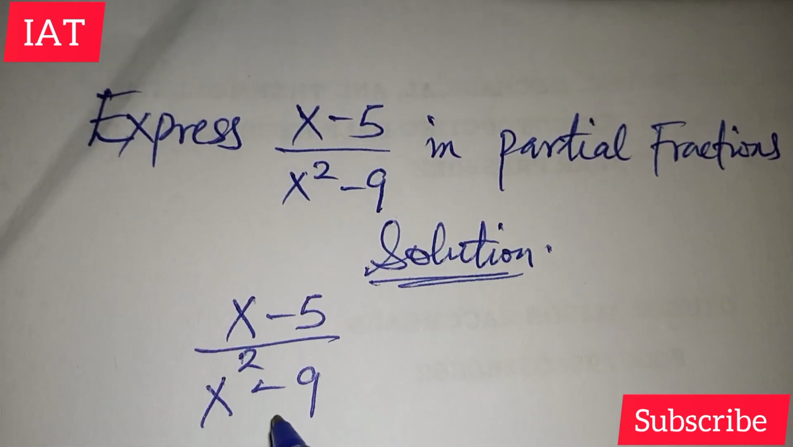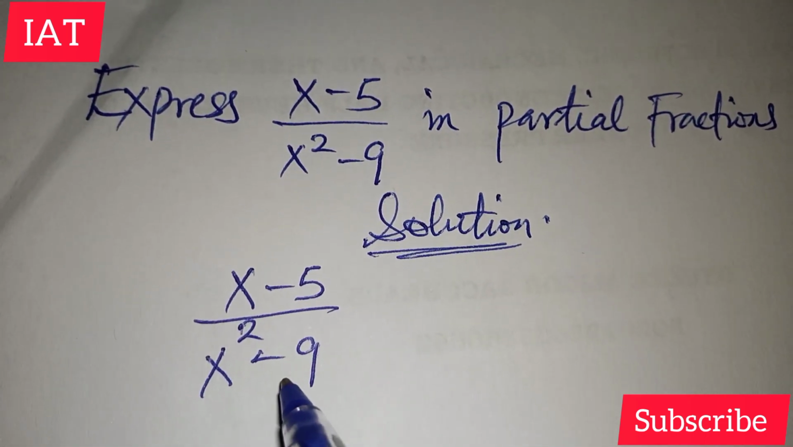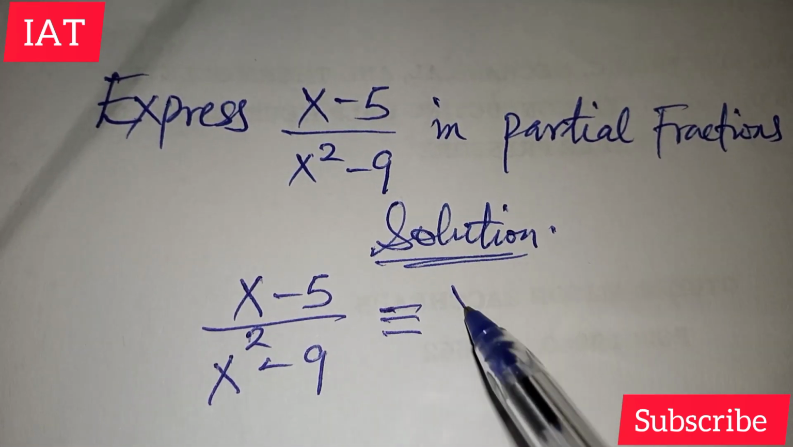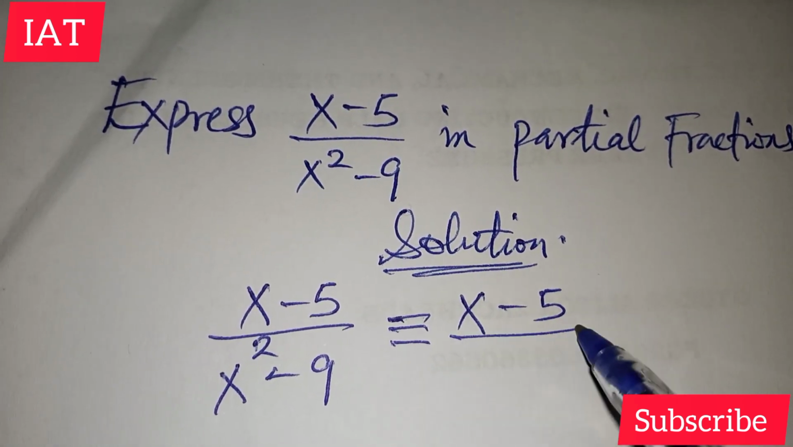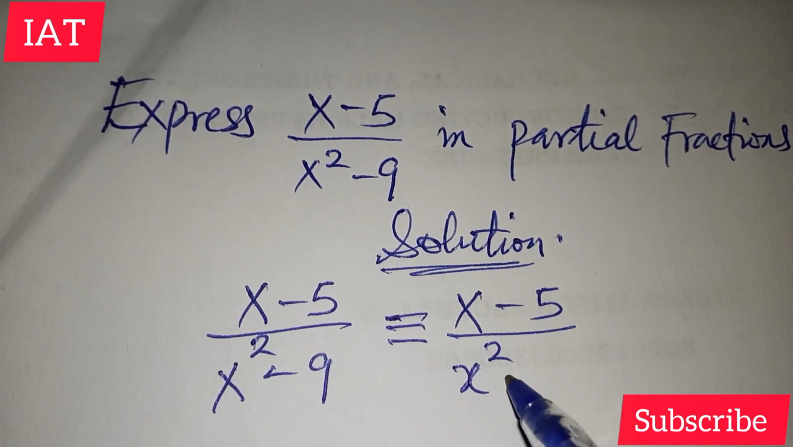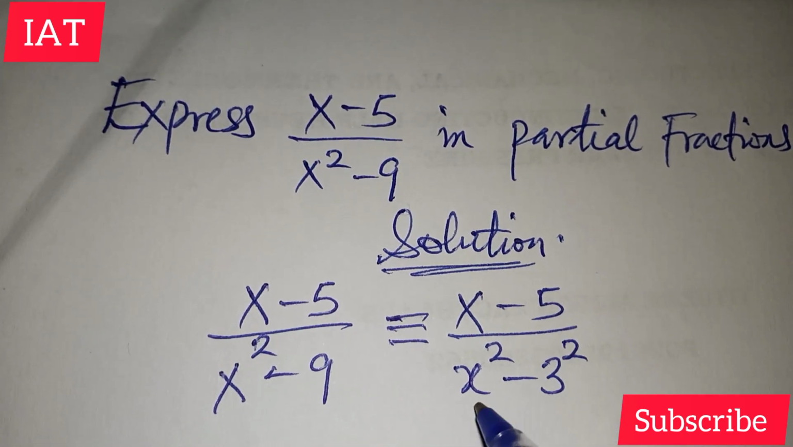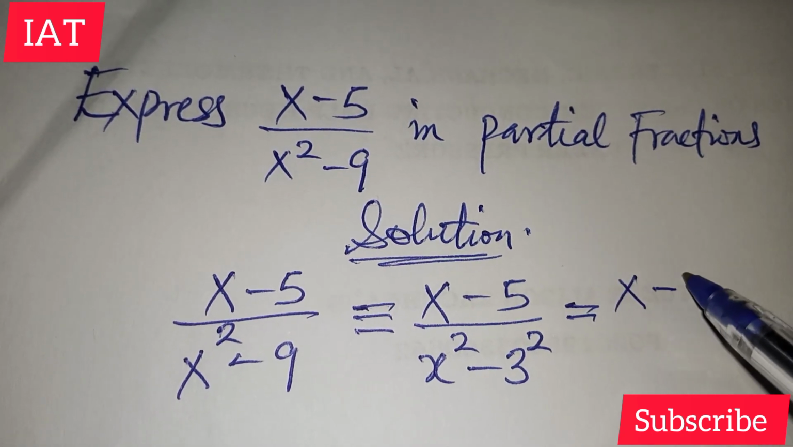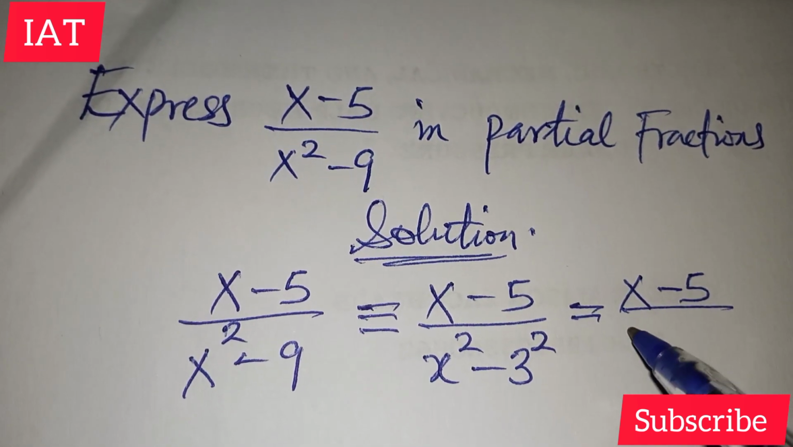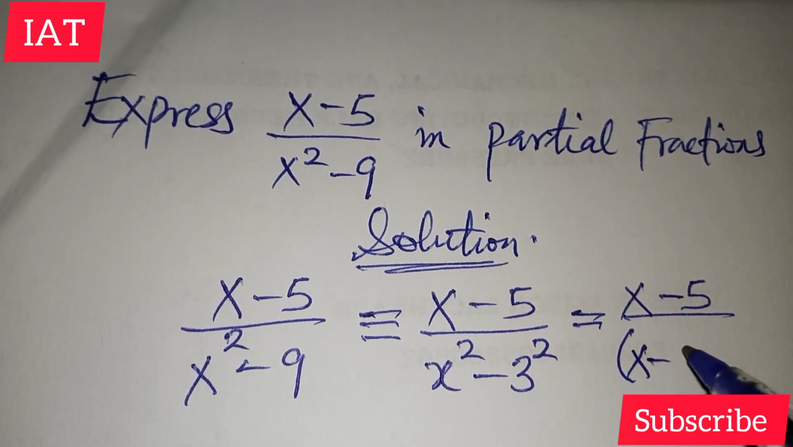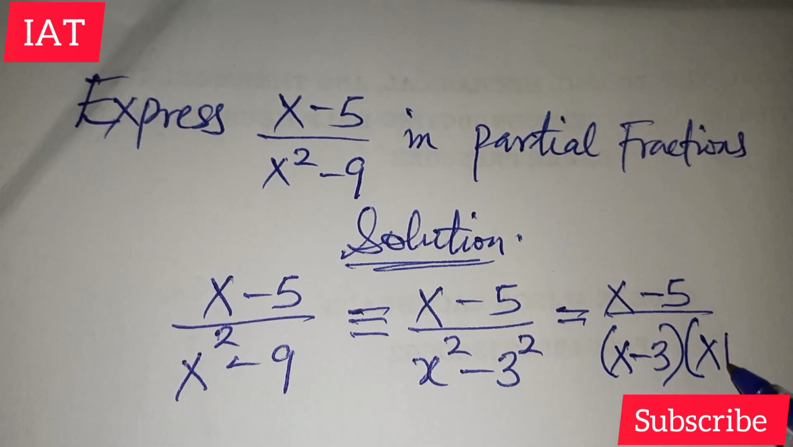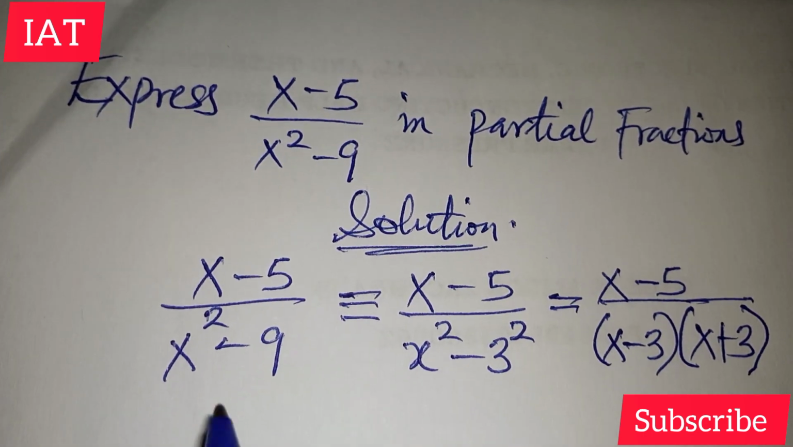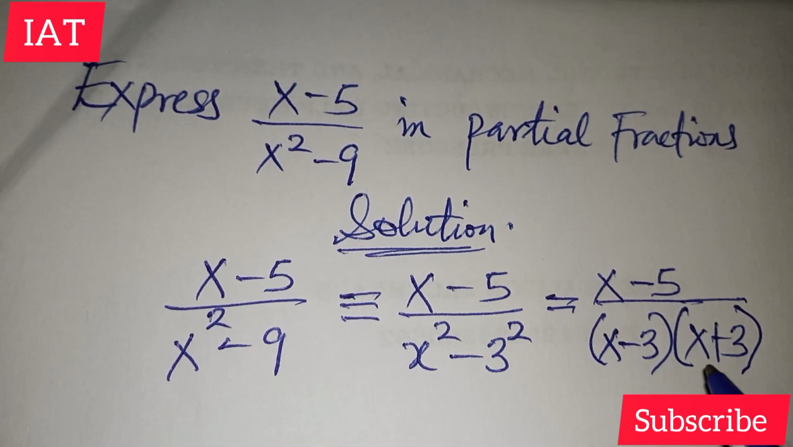The denominator we have here is what we call a difference of two squares. And of course, this expression can further be written as (x - 5) over (x² - 3²). When you have a difference of two squares, it means you need to take the negative value of that expression and also the positive value. So we have (x - 3)(x + 3). So what we've just done is resolve this expression into linear factors.